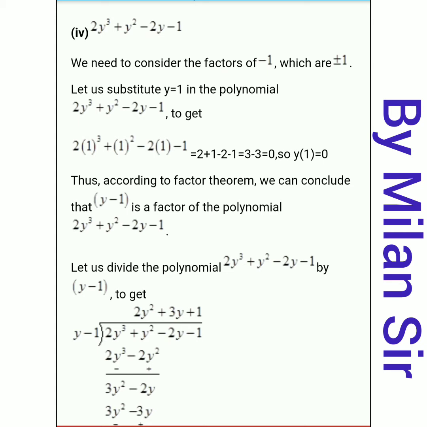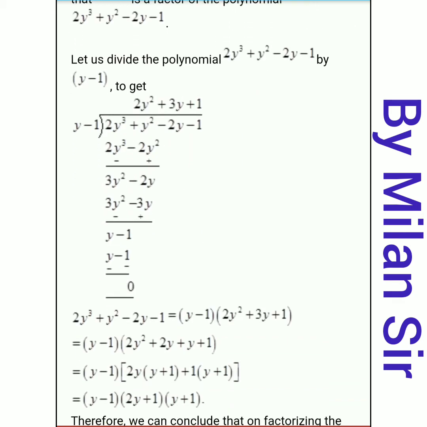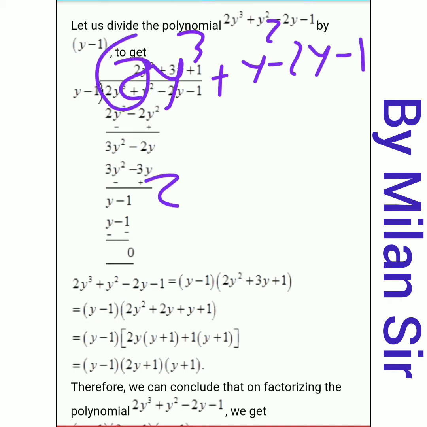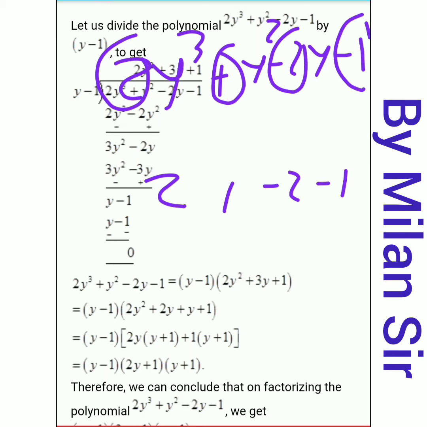Now we know our first factor, so after that we have two methods, right? Either we can use the division method, p of x divided by y minus 1, otherwise we use our second method. Right now we are going with the second method. First of all we need to write the coefficients. So 2y cube plus y square minus 2y minus 1. Write down the coefficients: 2, then 1, then minus 2, and at last minus 1. We need to write the coefficients with the sign.